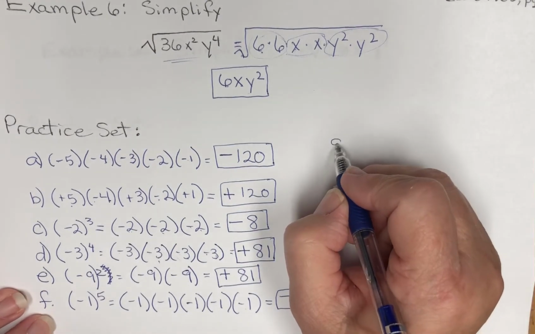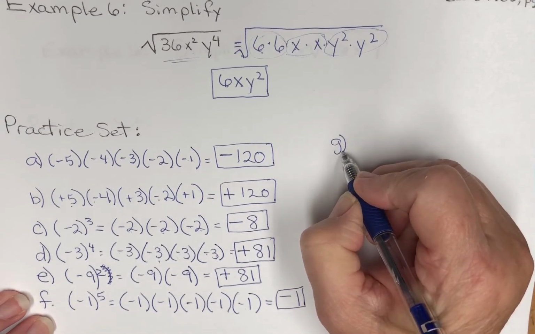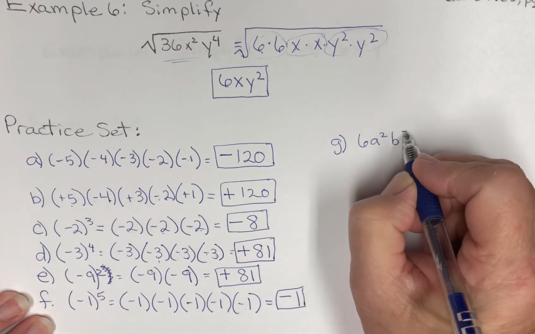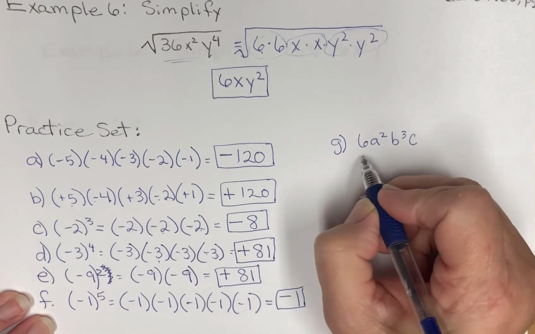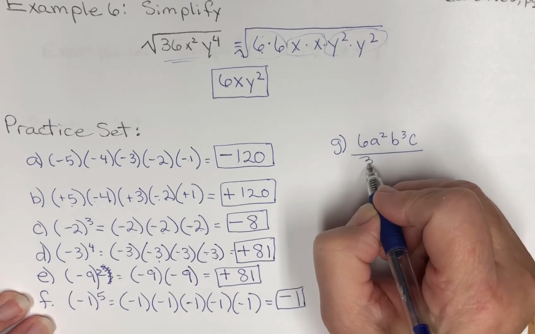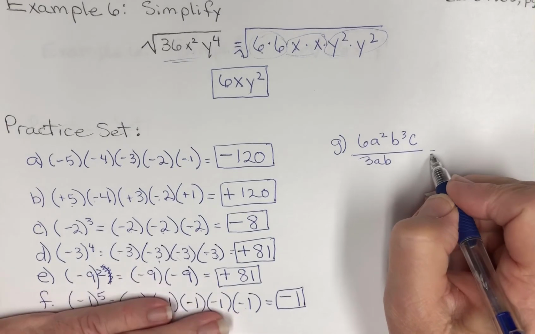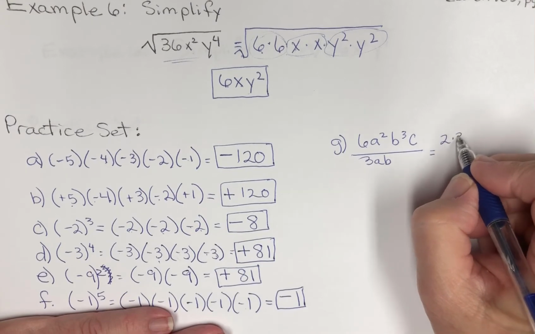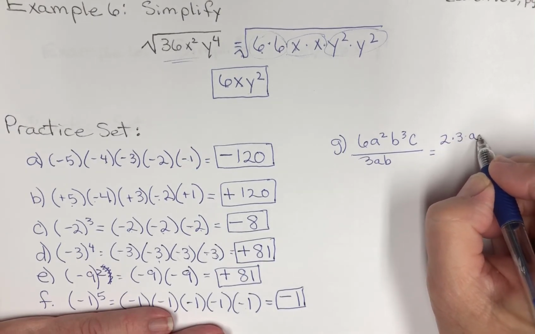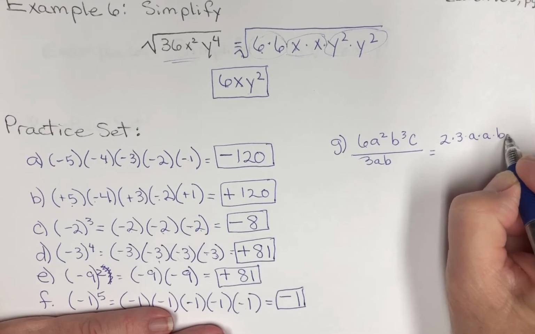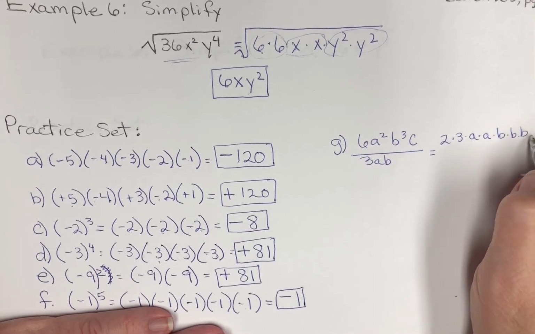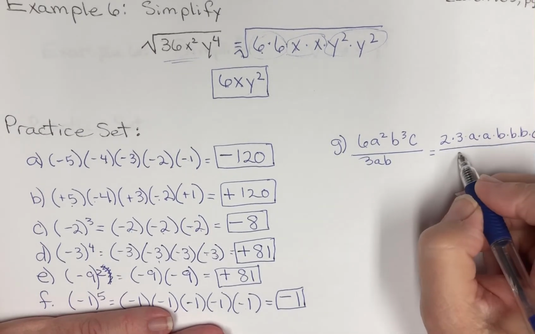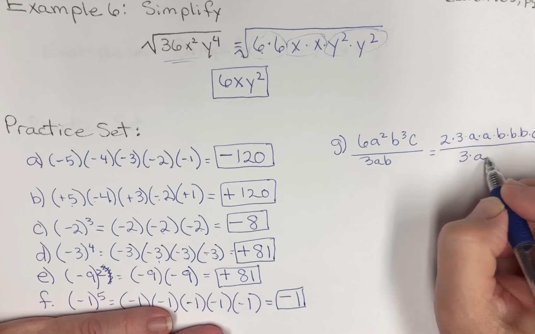Okay, let's look at letter G. This one is 6a squared b to the 3rd c over 3ab. All right, we're going to break this down into pieces. So the prime factorization of 6 is 2 times 3, and then we have 2 a's, a times a, 3 b's, 1, 2, 3, and a c. And that's going to be over 3 times a times b.